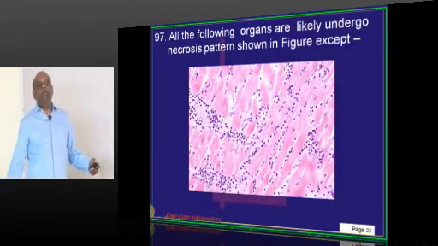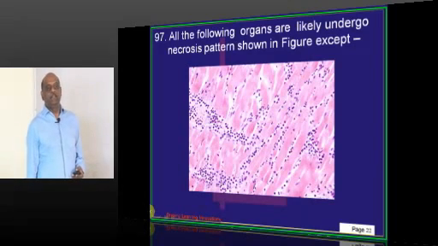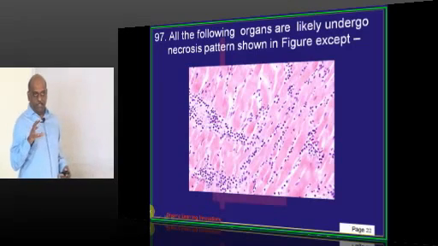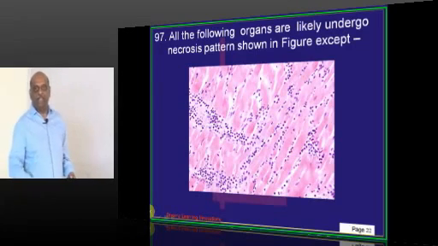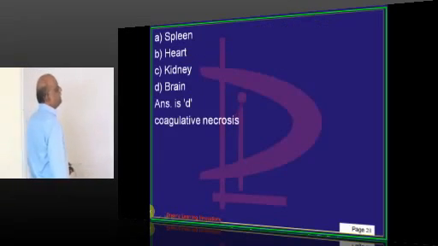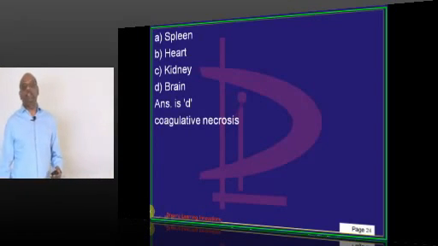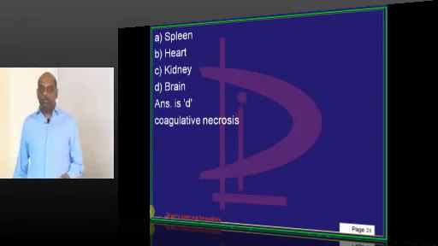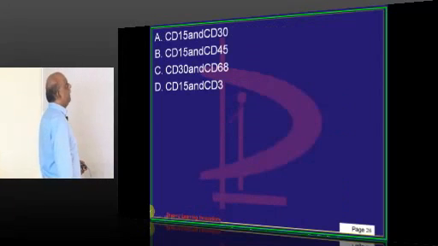Now, what is the type of necrosis pattern this is? This is coagulative necrosis, where the cellular architecture remains intact, is what needs to be remembered. It is seen in spleen, heart, kidney, but not in the case of the brain, is what I want to underscore to all of you.